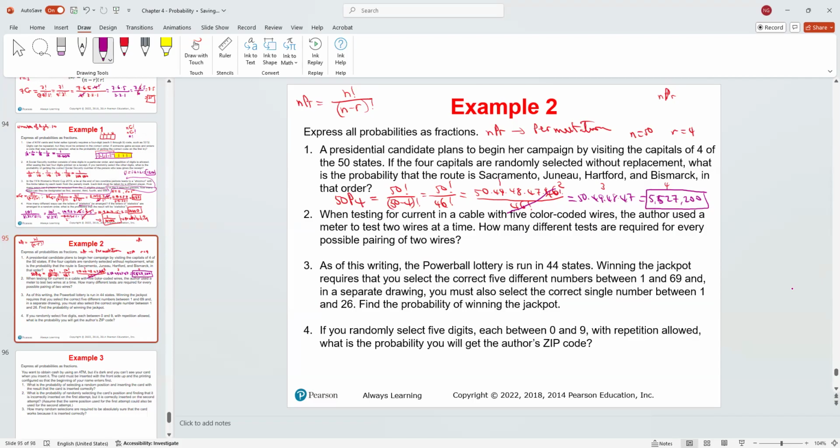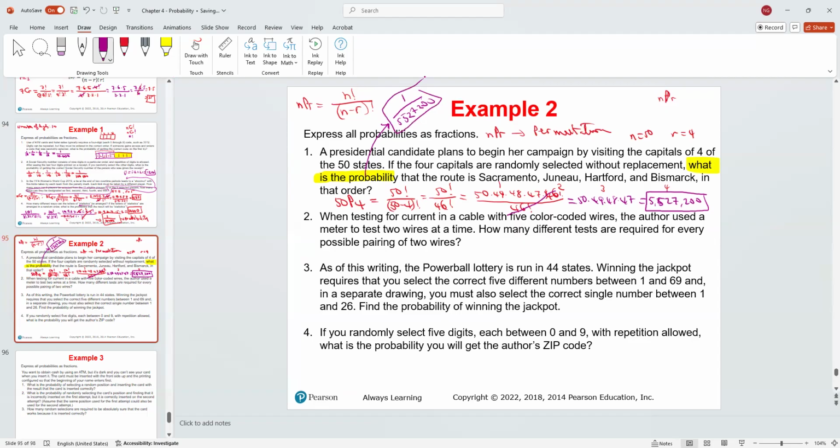Now, the question is, what is the probability? What is the probability again? The probability must be 1 out of 5,527,200. So for me, the probability would be 1 out of 5,527,200. So that would be the answer for the probability. The question was to find the probability.